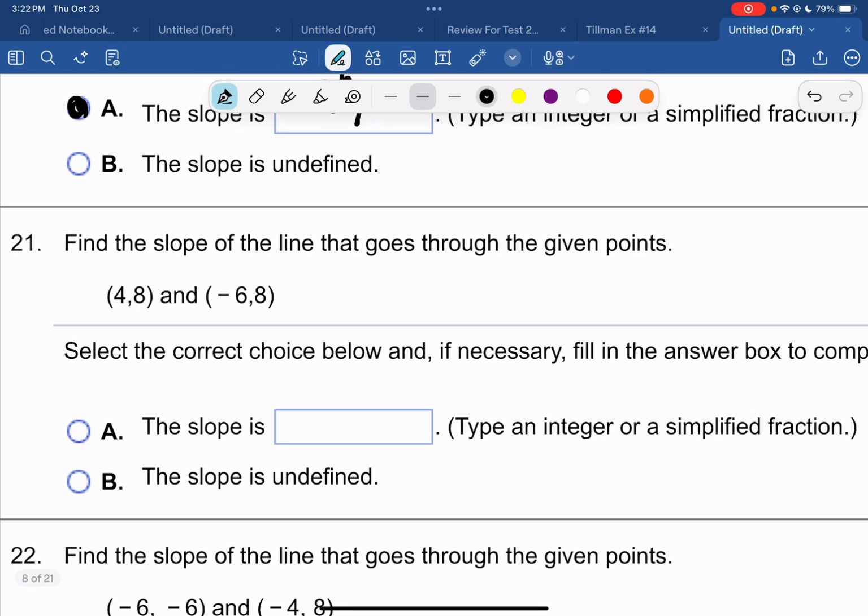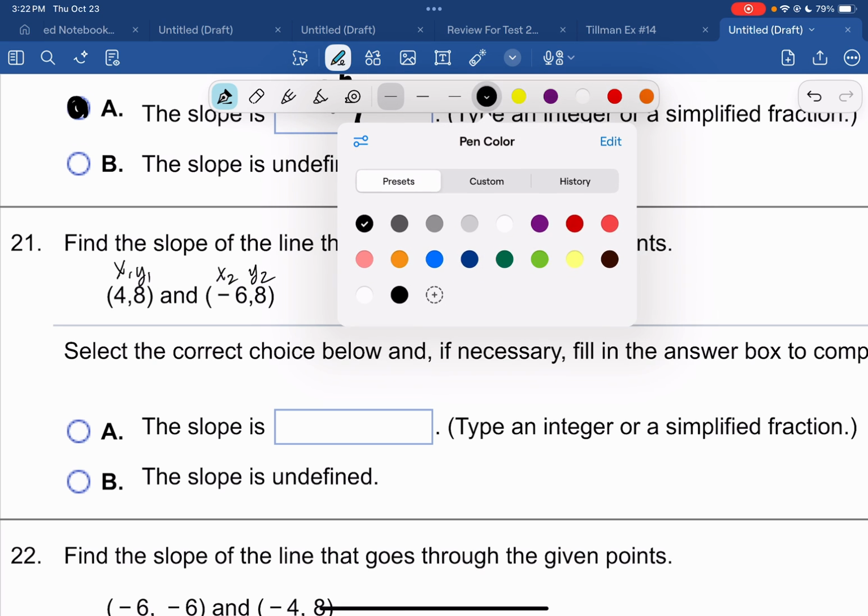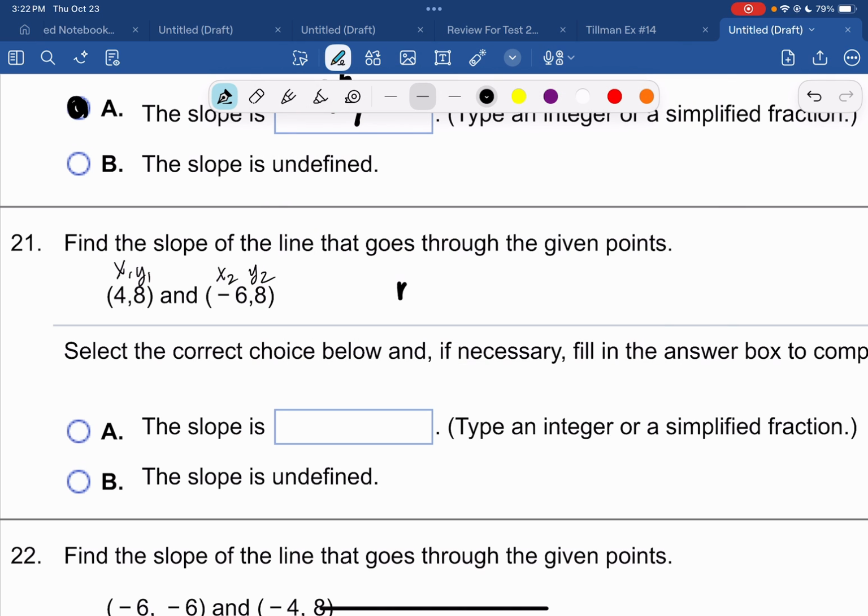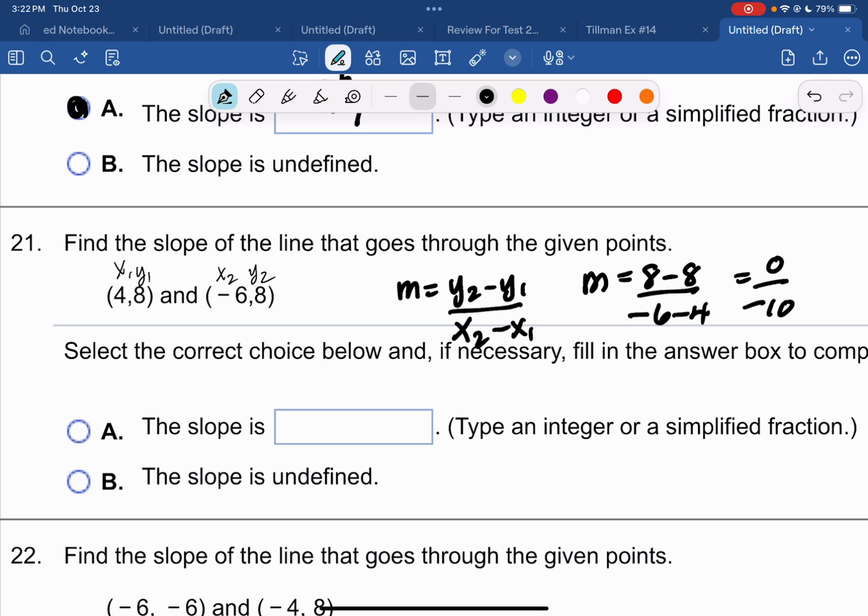Number 21, x1, y1, x2, y2. So my slope, using my slope formula, again, I'm writing it every time because that helps me remember it, and it will help you too. So my slope is 8 subtract 8, -6 subtract 4, 0 divided by -10. Well, that's 0. This is a horizontal line if we draw those, okay? The slope is 0. It's an actual number. The only one that has no number is the vertical line, which is undefined.